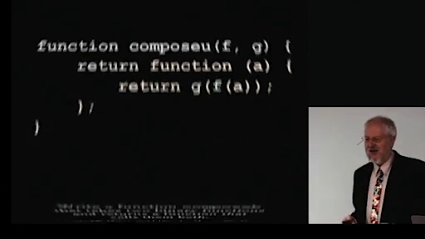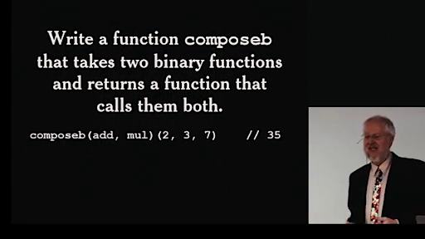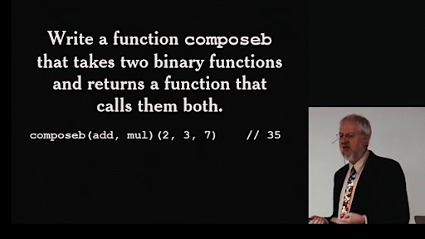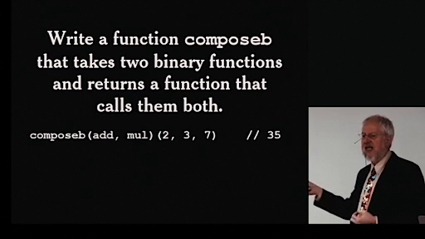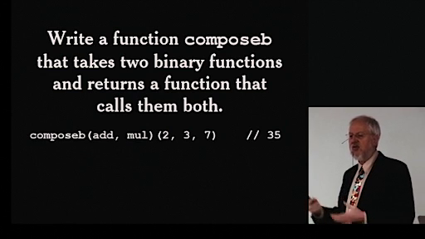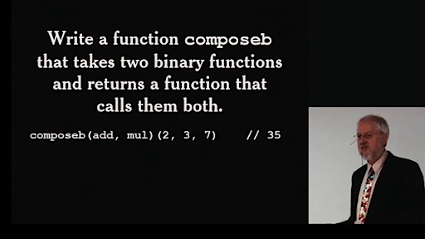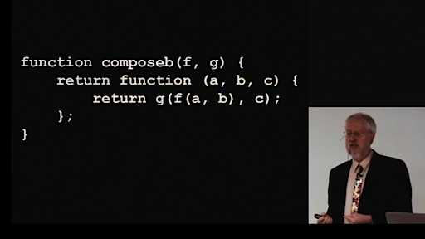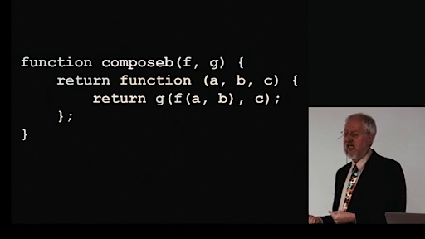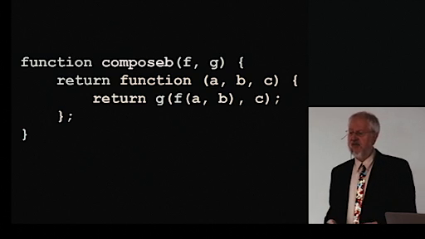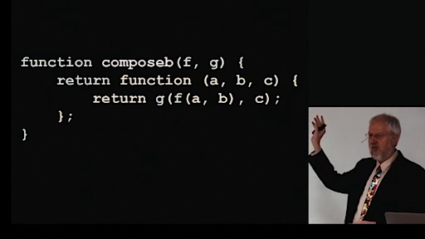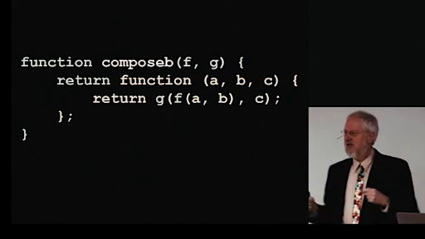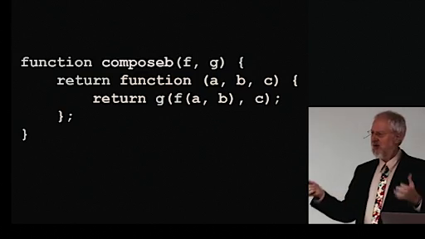All right. So write a function compose B that takes 2 binary functions and returns a function that calls them both. So we're going to pass add and mul to compose B, and it will return a function, and if we pass it 2, 3, and 7, it'll return 35. So here is compose B. Compose B takes 2 functions f and g, returns a function that takes a, b, and c, and returns the result of calling g of f of a and b, and c. So who got compose B? Really good. You guys are doing great.